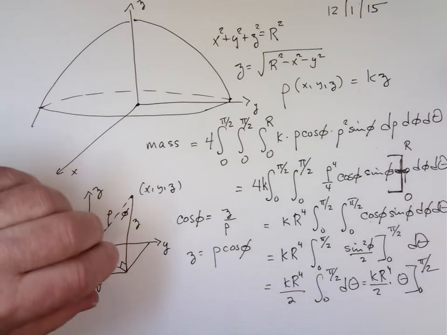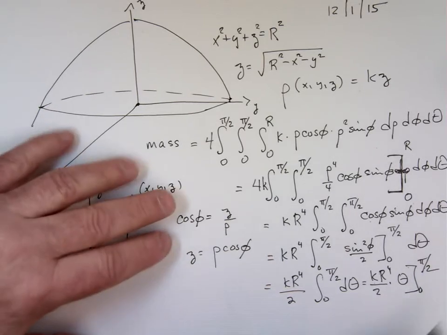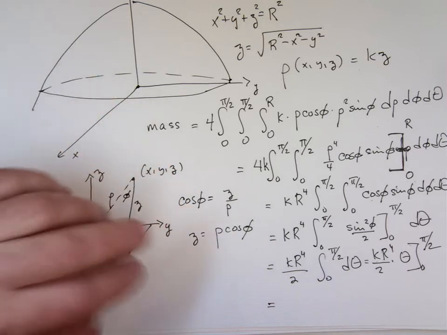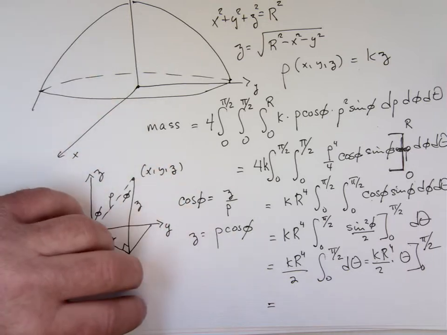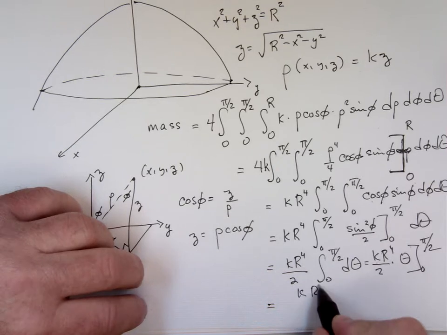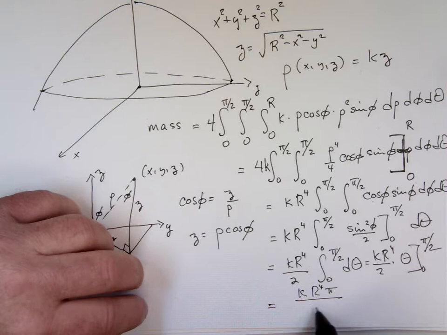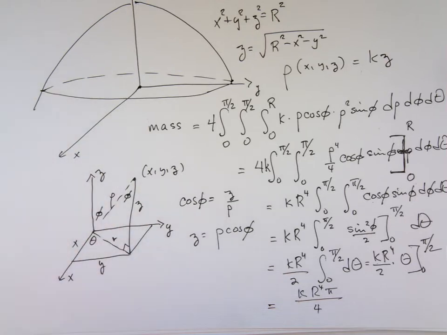And substitute in, we get pi over 2. So we're going to end up with the mass of this hemisphere, with varying density, is k r to the 4th pi over 4. Okay? That's the mass of that object.